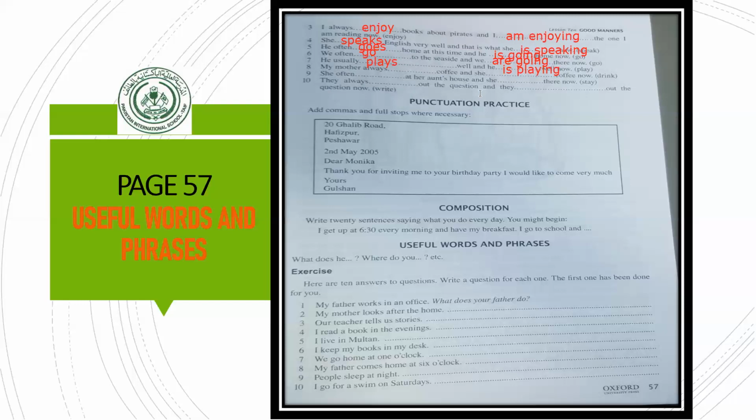Now, good, dear students. Number eight, my mother always dash coffee and she dash coffee now. Drink is given. Drinks. My mother always drinks coffee and she is drinking coffee. Now, number nine, she often dash at her aunt's house and she dash there now. Stay is given in the word. She often stays, S-T-A-Y-S. Yes, stays at her aunt's house and she is staying. Very good. She is staying now.